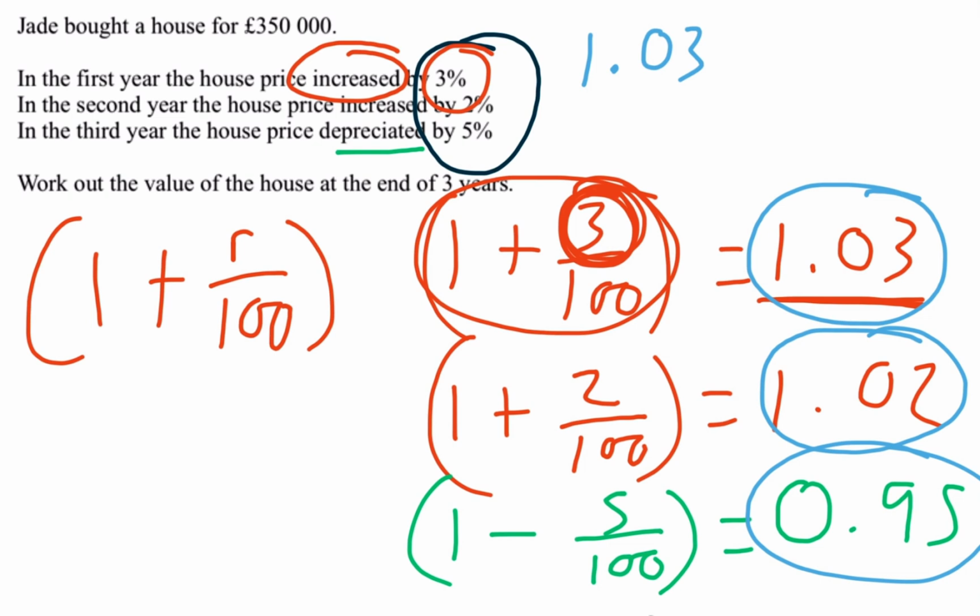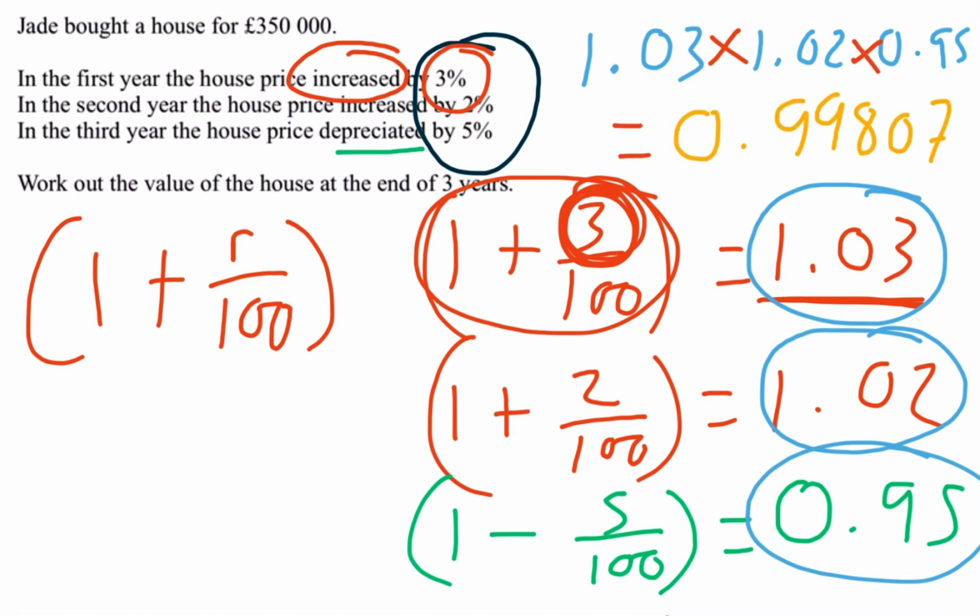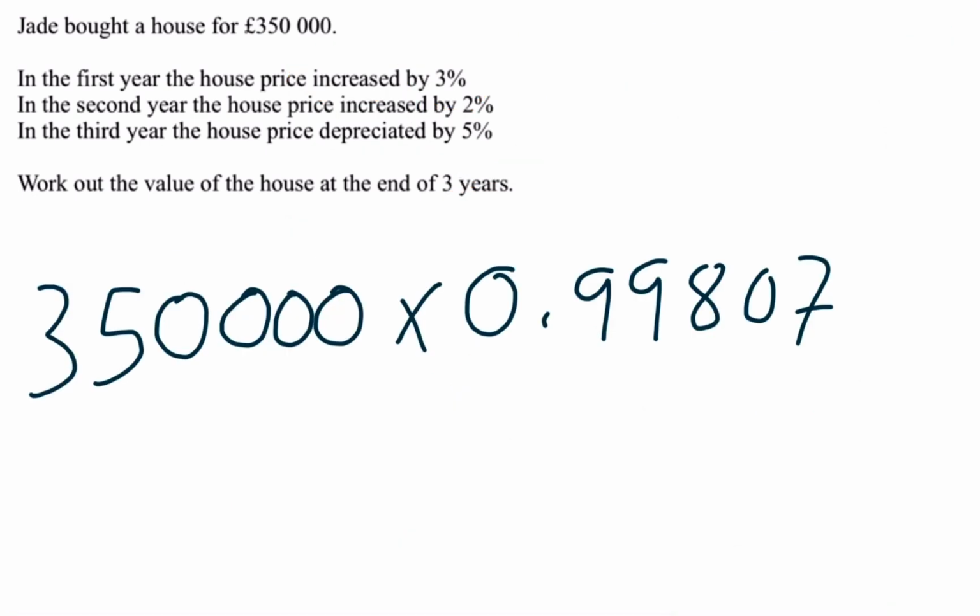So I've got 1.03, I've got 1.02, and I've got 0.95. If I now multiply my multipliers, so do that on the calculator for me, and I've done this in yellow, if I multiply the 3 multipliers, I get a super multiplier, which puts all 3 multipliers in one go as one super multiplier. So I'm going to use that super multiplier now, and I'm going to multiply £350,000 multiplied by my super multiplier.